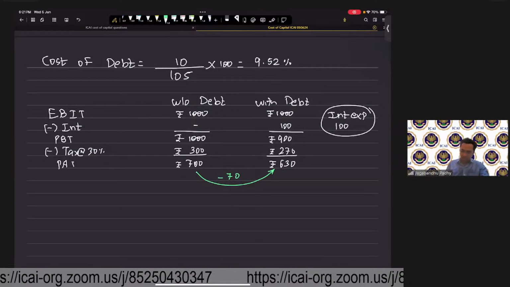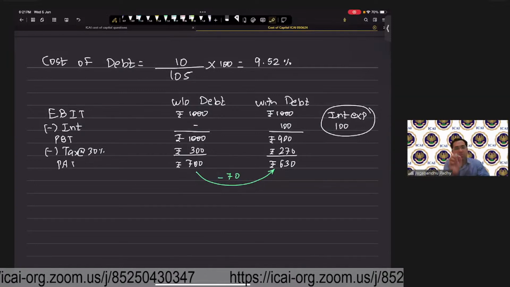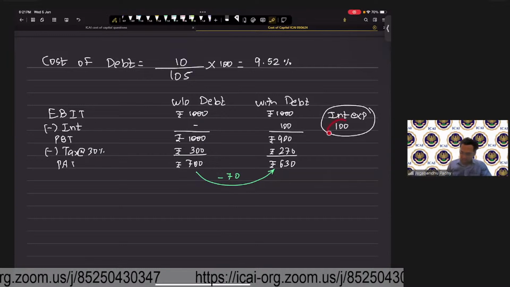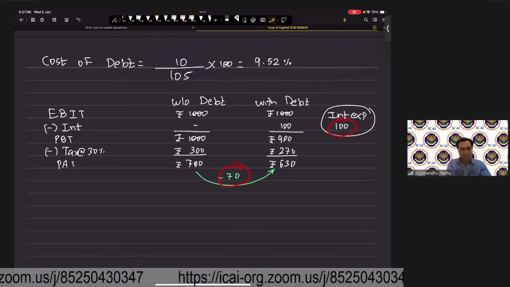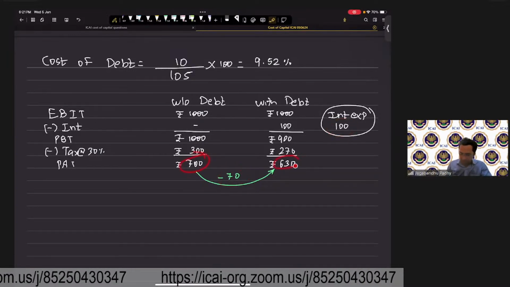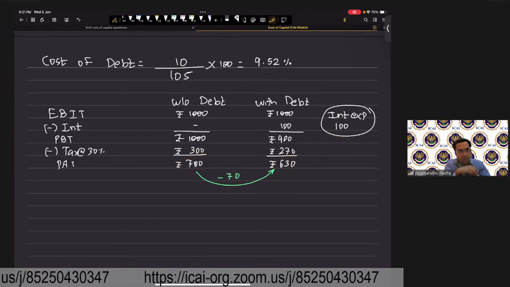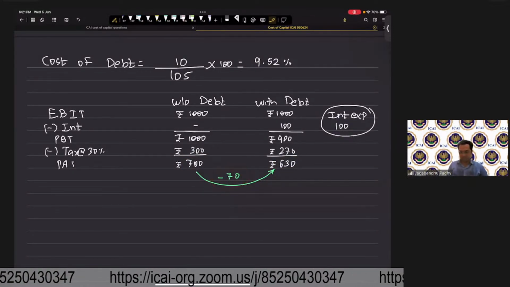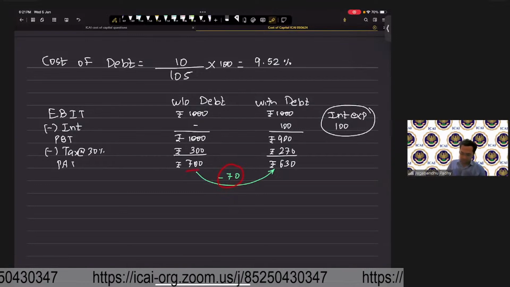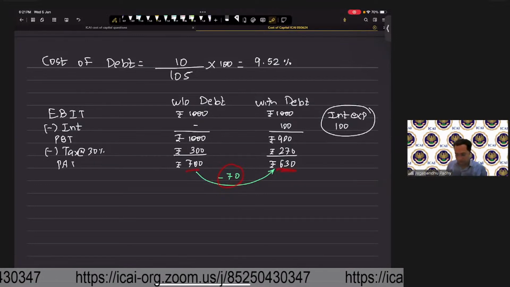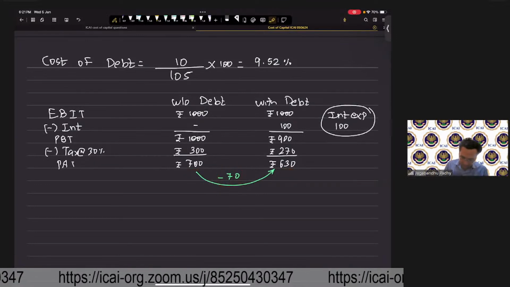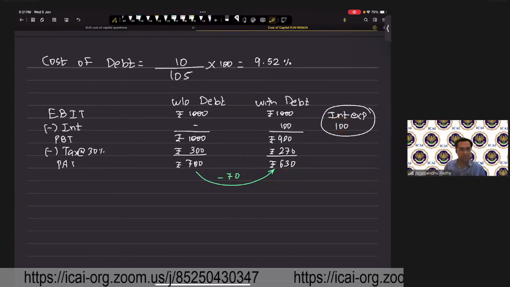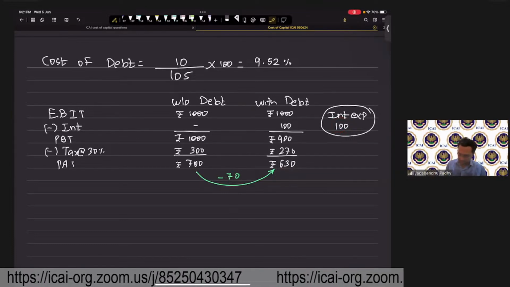So tell me, what is your actual cost of interest payment over here? Is it 100 rupees or is it 70 rupees? Of course, the answer is 70, because your profit has reduced by 70. Why not 100? Because you see, 100 is the interest expense.